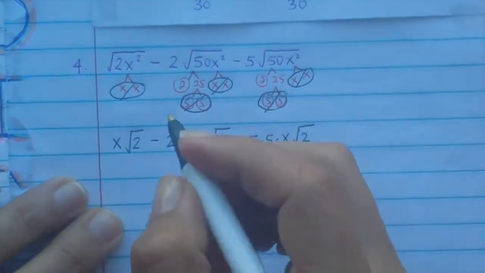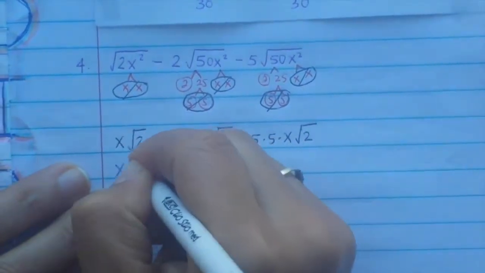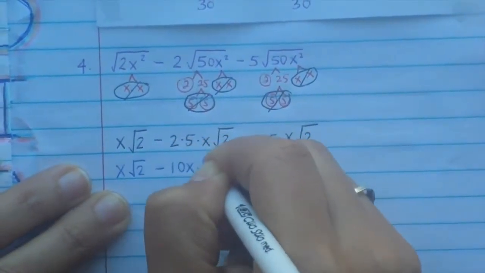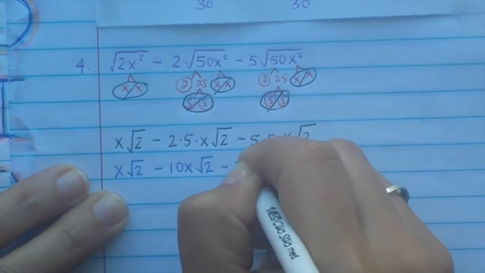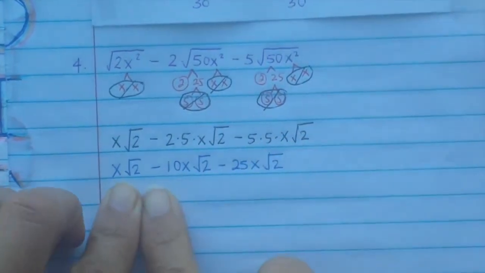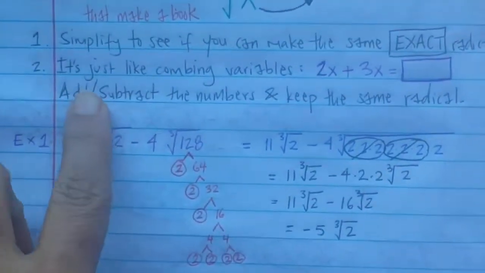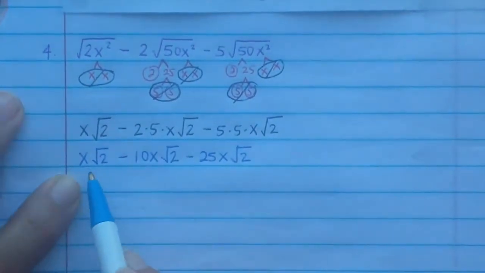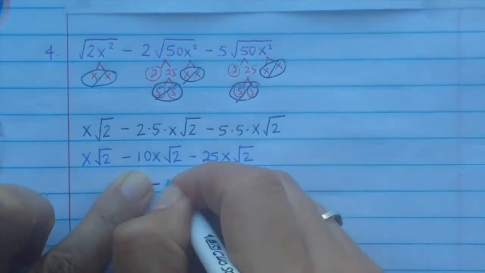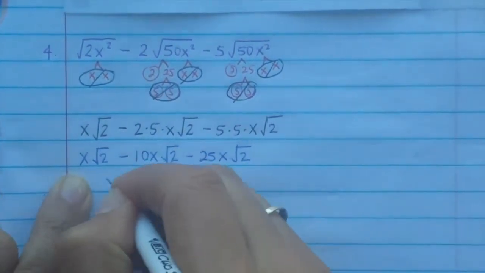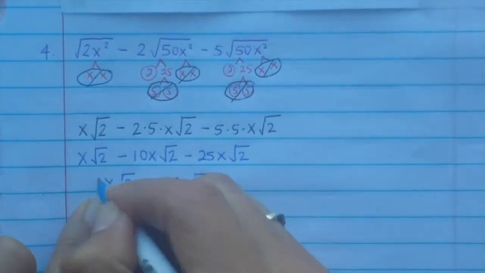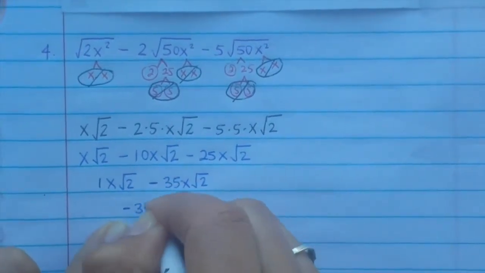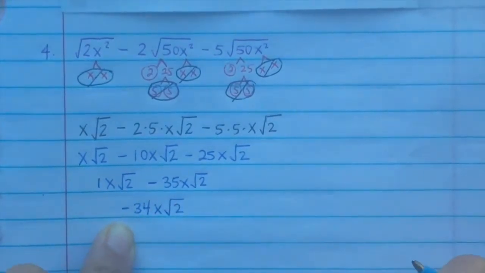So now you see all my radicals are exactly the same. The index is the same. Everything's the same. I'm just going to combine the outsides to make it look neater. So 2 times 5 and then 5 times 5. Alright, because the index and the radical are exactly the same, I can just add the numbers and keep the radical. So let's combine like terms. Negative, negative, more negatives. 35. Then bring that down, and Tigers are going to win by 34. And then keep the radical.